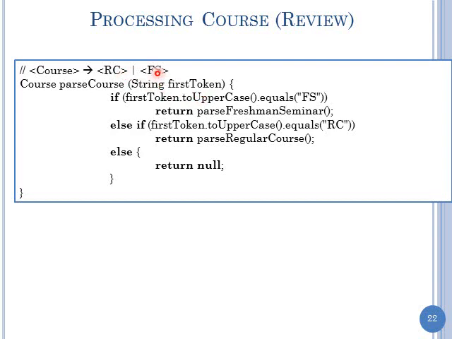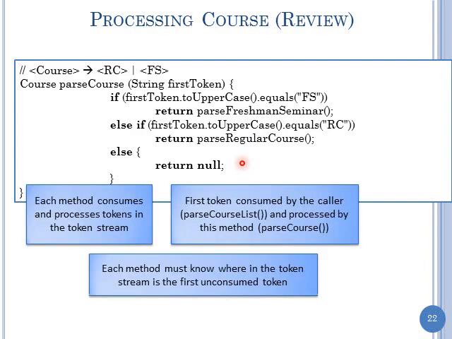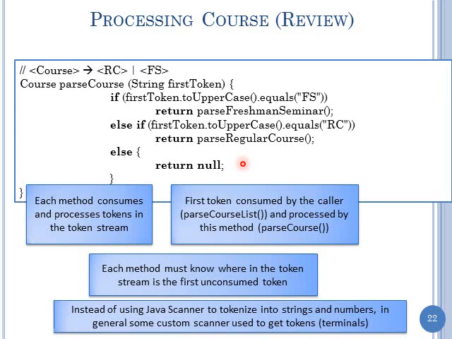So the first token is going to be either RC or FS or some error value at this point. It's not a dot. If it was a dot, my caller would have processed it, and this method needn't look at it. So this one says if I'm FS, then I'll parse freshman seminar. If I'm RC, I'll parse regular course. So this is where we ended last time. We saw this last time, and I'll just quickly go through the text. Any questions so far?